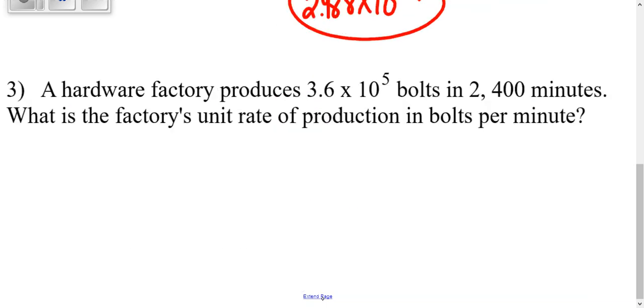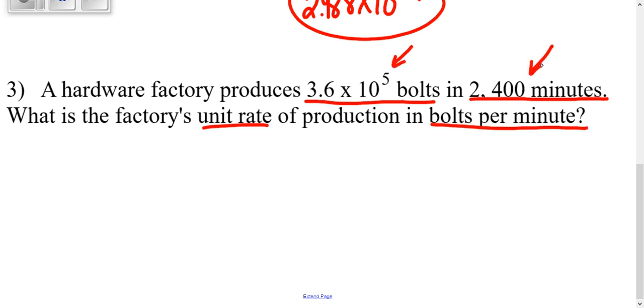So it says a hardware factory produces this many bolts in this many minutes. What is the factory's unit rate in bolts per minute? All right. So they make this many bolts in this many minutes. Unit rate. What operation do you usually use to figure out unit rate? Please press pause and do the problem. All right, you're pressing pause now.